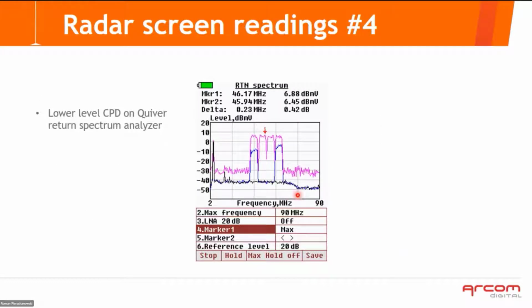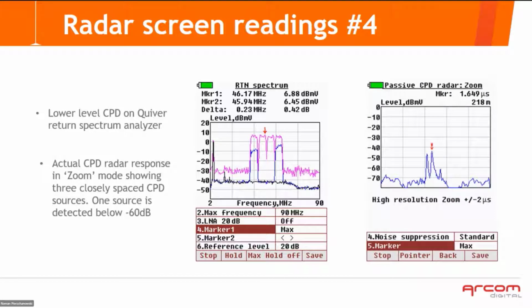Here is a low level of CPD visible in the upstream plot, but on the CPD radar you can see that in zoom mode, which is showing from -2 microseconds to +2 microseconds around the position of the marker, there are two CPD peaks and a little one here.